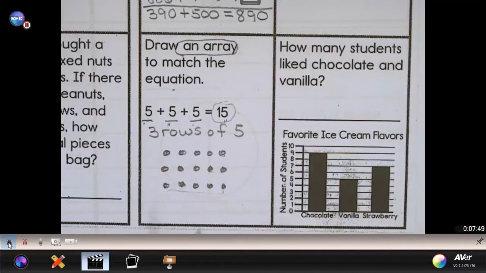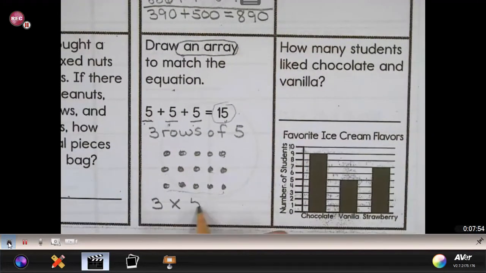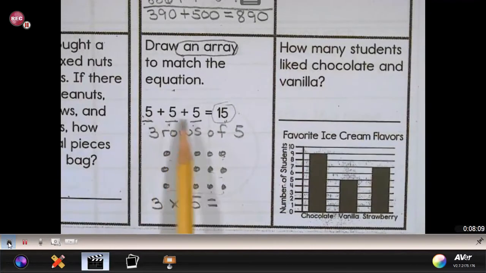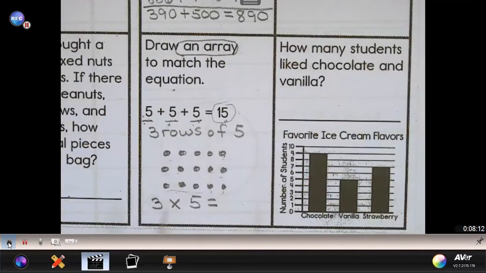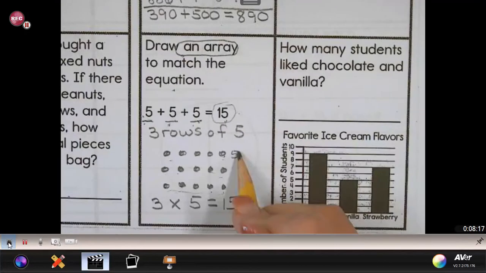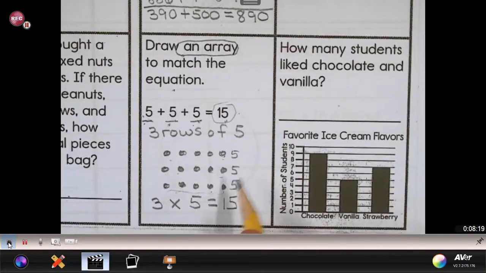Now, it would also be nice for you to be able to write a multiplication sentence to go along with this. So my first factor tells me my rows. I have 3 rows, and my second factor is going to tell me how many to put in each row, which goes along with your addition sentence here also. So when we find the total of 5 plus 5 plus 5, we know that it's going to add up to 15 as our product.